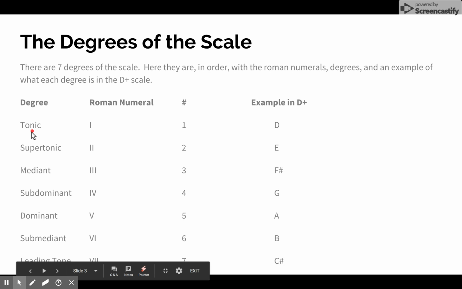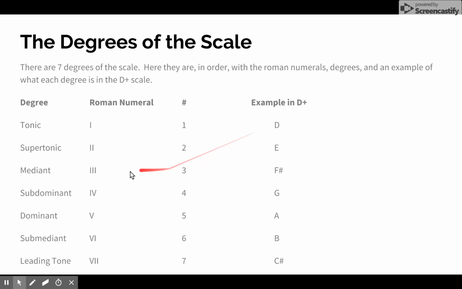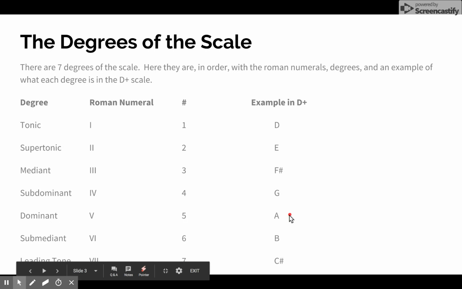So the first degree of the scale is the tonic, which is D. The second degree is the supertonic, which is E. The third degree is the mediant, which is F sharp. Fourth degree is the subdominant, which is G. The fifth degree of the scale is the dominant, which is A. The sixth degree is the submediant, which is B. And then the seventh degree of the scale is the leading tone, which is C sharp. You can see down here.